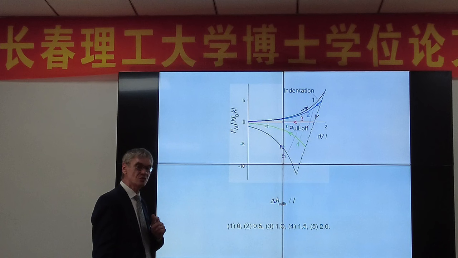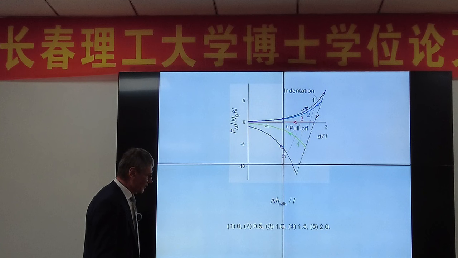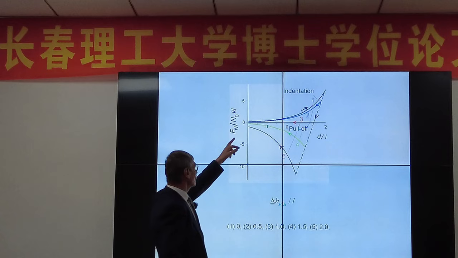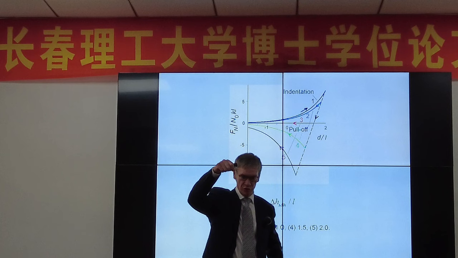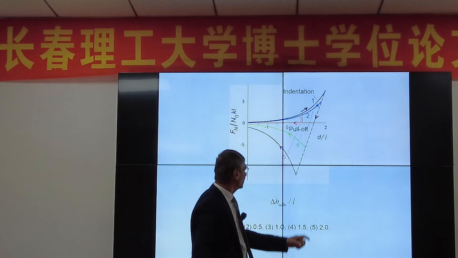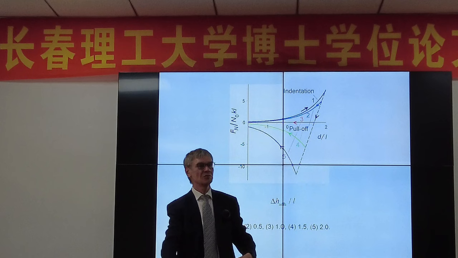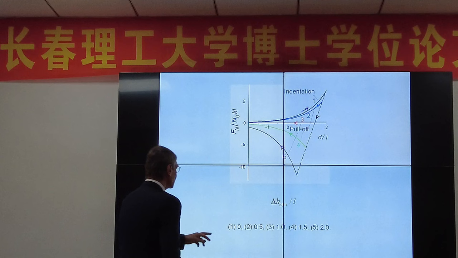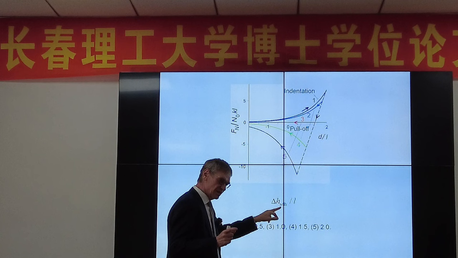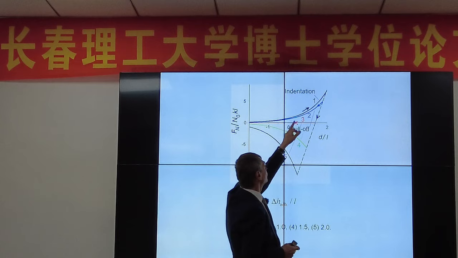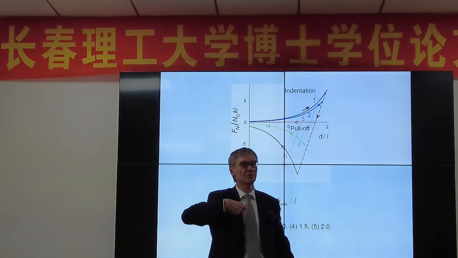Here is, for the Tabor and Fuller model, the dependence of the normal force on the indentation depth d. So we press and look how the force depends. And then we move back and the force can be negative. We move forth and back and look how the force is changing. If delta H by L, so the characteristic adhesive length, is much smaller than the roughness, then you just move forth and back on the same line. This is non-adhesive contact. There is no dissipation.